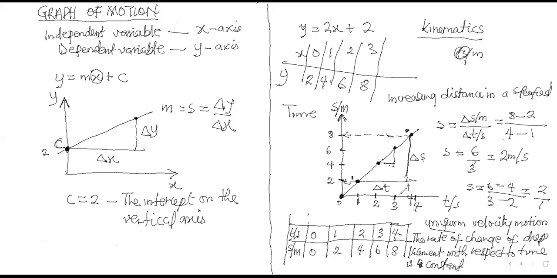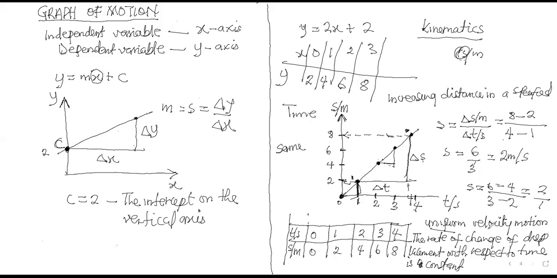It is uniform because, you see, in finding the slope, no matter the 2 points taken, you are getting the same value. The same value, 2, no matter the 2 points. Okay, so we are getting the same value.